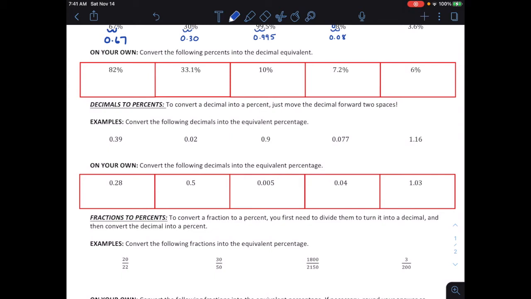Okay, the next thing we want to talk about is converting decimals to percent. So just the opposite of what we just did. We're going to go backwards. To convert a decimal into a percent, we just move the decimal forward 2 spaces. When we say forward, we mean to the right.